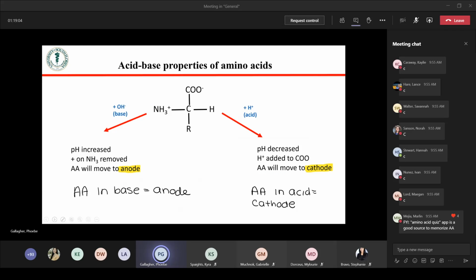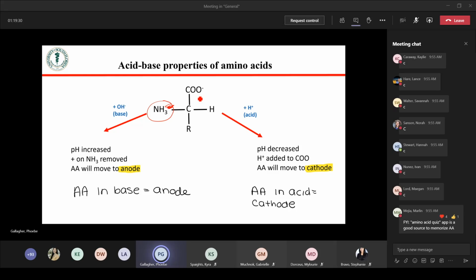Okay. So if you have a Zwitter ion, or a neutrally charged amino acid, and you throw it into a base, the base is negatively charged, so it's going to want to take a proton from the amine group, right? So now the amine group is going to lose its positive charge, but the carboxyl group is going to maintain its negative charge. So now you're going to have a negatively charged amino acid known as an anode.